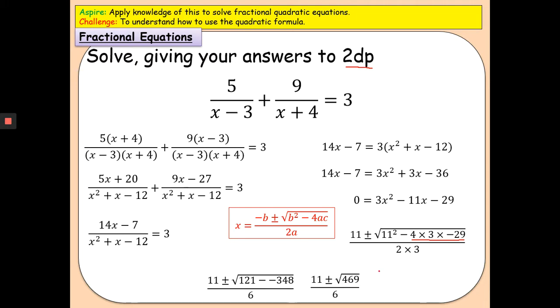It looks like that. And then I'm just going to put it into my calculator separately again. So 11 plus root 469 over 6 gets me 5.44 to 2 decimal places. And if I type 11 minus root 469 over 6, I get minus 1.78 to 2 decimal places.